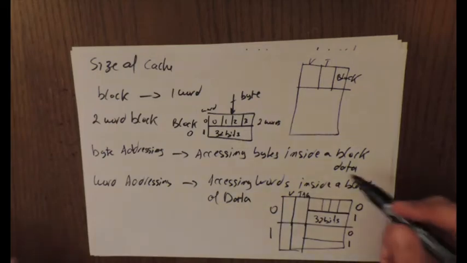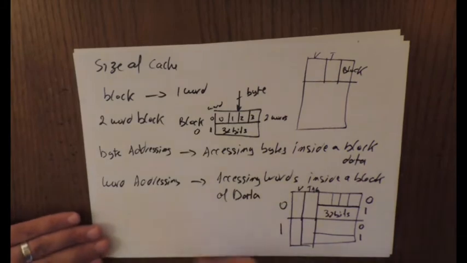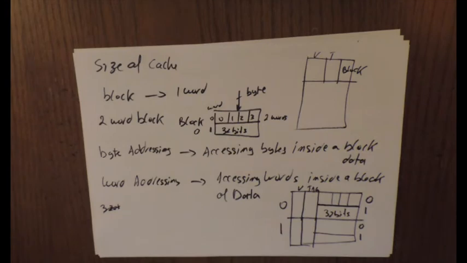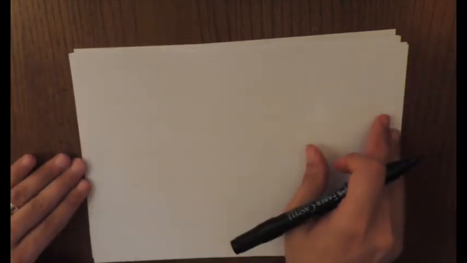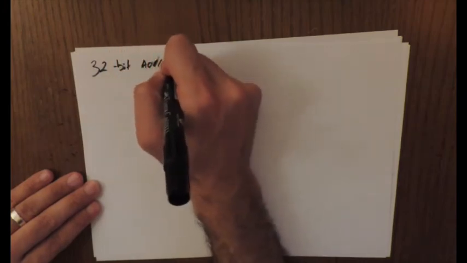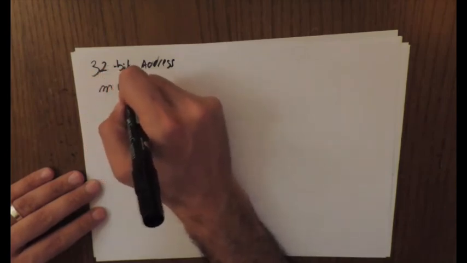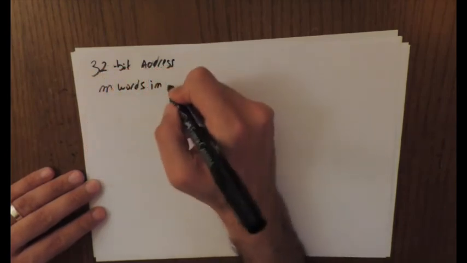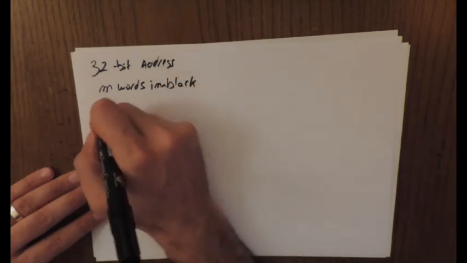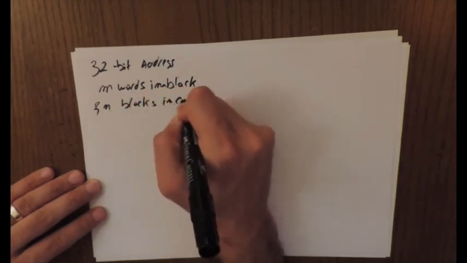So if I take a look at this cache of 2 blocks, let me write this on a new page. So as I have a 32 bit address, and I have m words in a block and n blocks in cache.